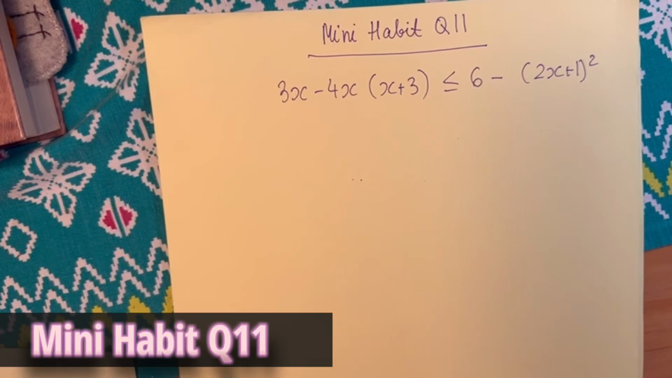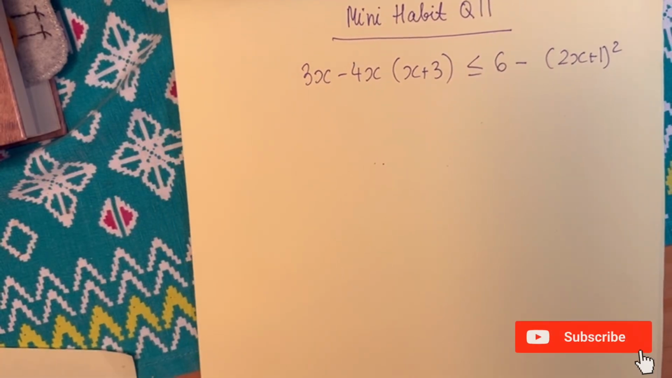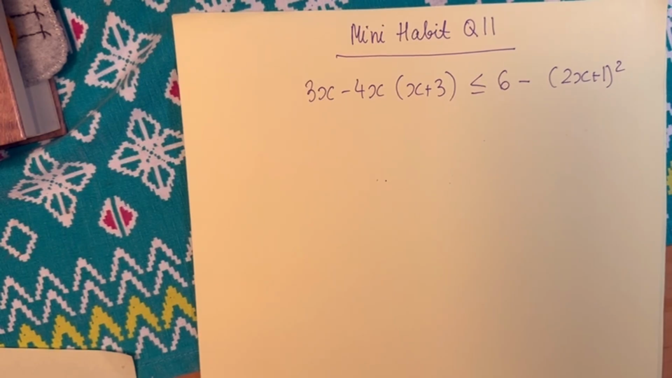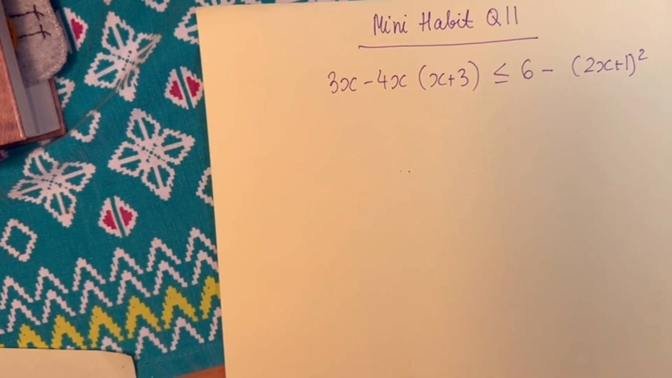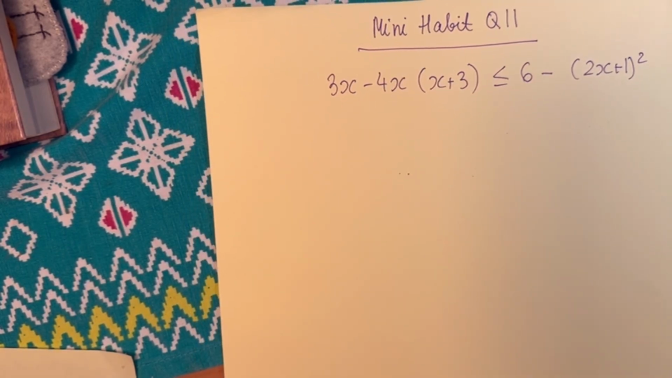Tiny habit question 11. We are going to solve an inequality this time. So 3x minus 4x multiplied by x plus 3 is less than or equal to 6 minus (2x plus 1) squared. So this is what you can see. Now you can pause and try to do this yourself.